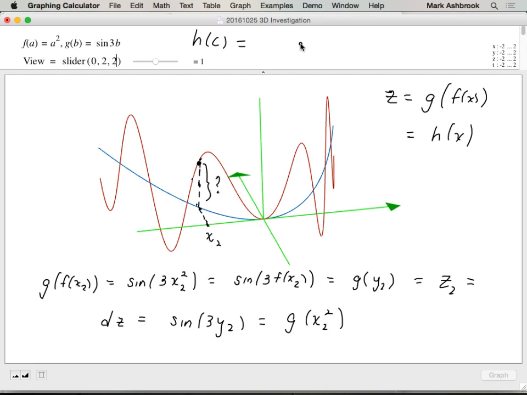going through 2 rules. So what would h of c be? So Eunice, what'd you say? Sine of 3c squared. She wants sine of 3c squared.